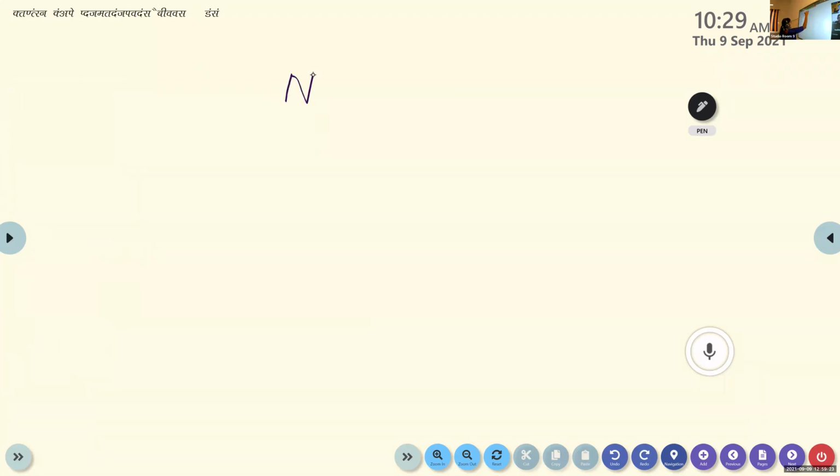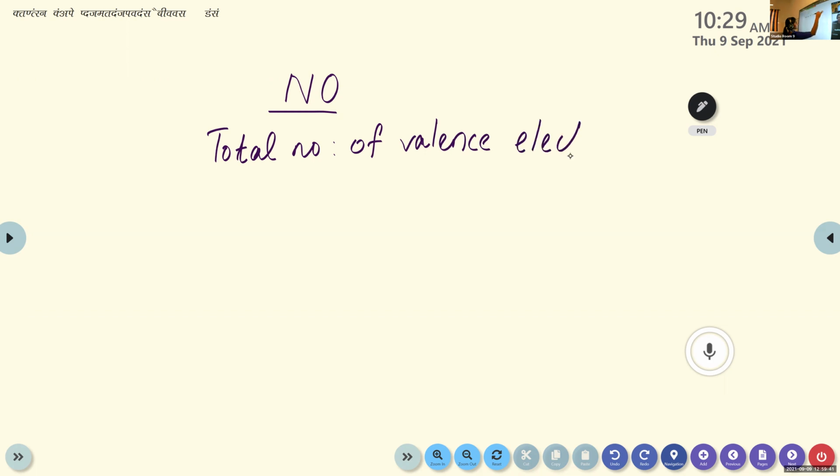NO. Okay, NO. So now we are going to draw the Lewis structure of this NO. First step, find out the total number of valence electrons. In the case of nitrogen, how many electrons are there in the outermost shell? Nitrogen. Yeah, it's 5 and oxygen is 6. So 11. So here the total number of valence electrons is an odd number, right?